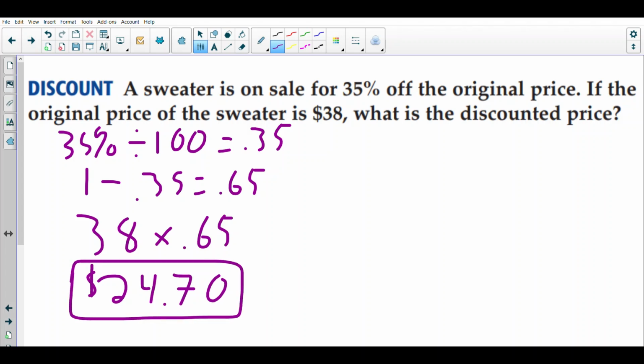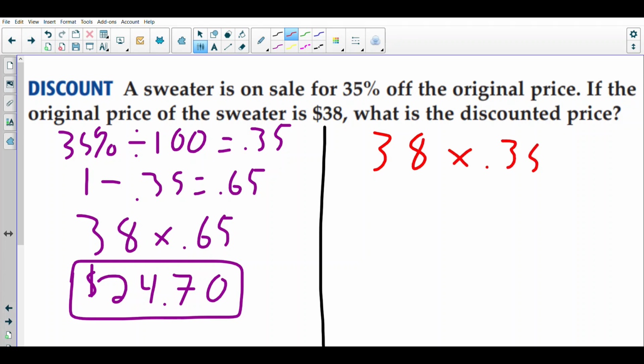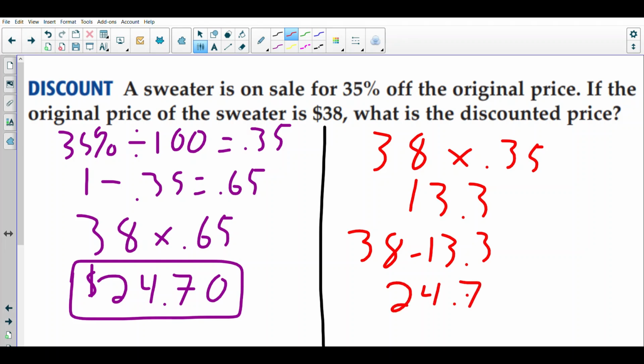Now I'm going to do the subtraction method. I'm still going to use that 35%, but now I take $38 times 0.35. 38 times 0.35 is 13.3, and then I subtract 38 minus 13.3, which still gives me $24.70. So either way works, it's just what you're more comfortable with in this situation. I did give you steps to follow in a previous slide, so if you need that, you can use it.